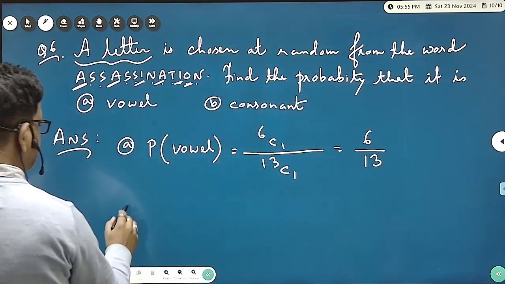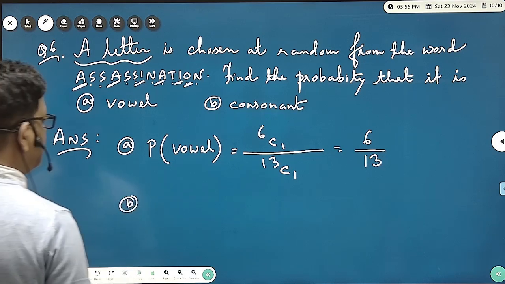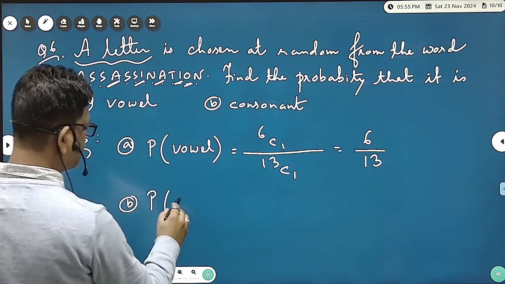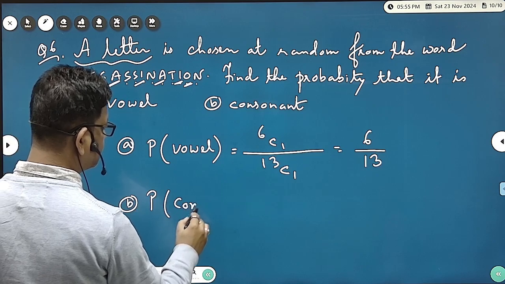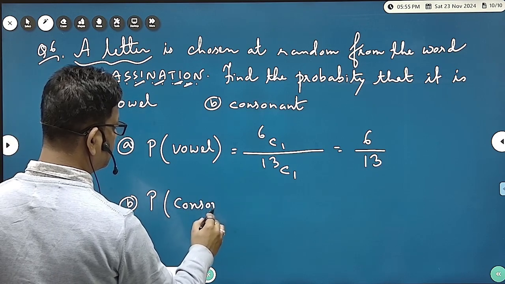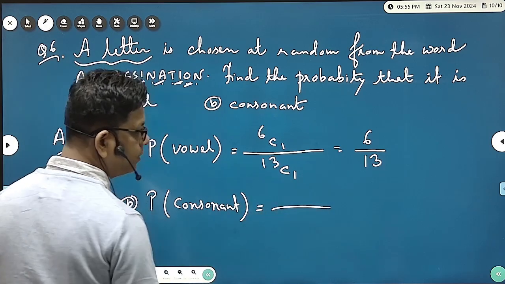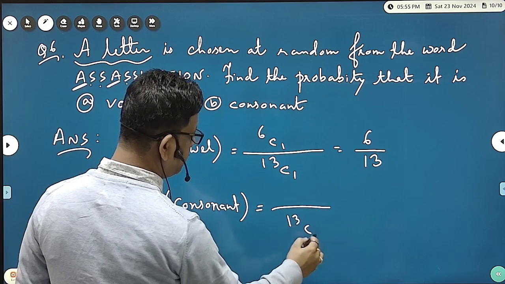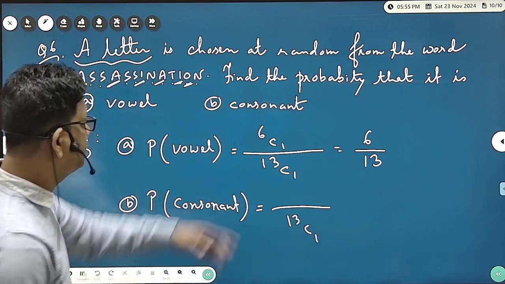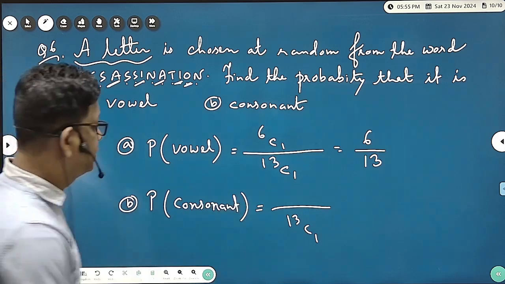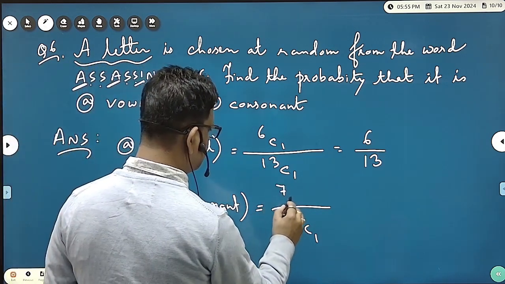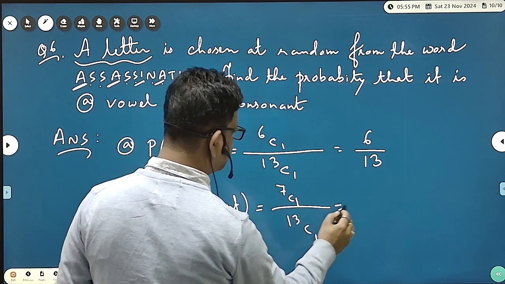I have to explain something additionally. P of consonant. Okay, I think it is very direct. Total is how much? Out of 13, 1 is taken. Okay, if 6 are vowels, how many are consonants? So what do you have to take? 7, 7C1.